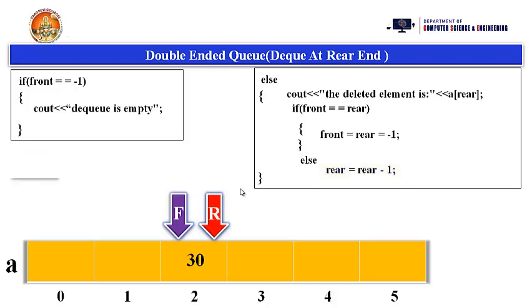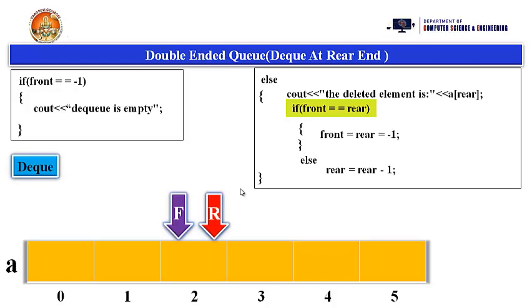Now I want to dequeue the element again. Check the condition if front equal -1. Front is pointing to the second index position. It is not equal -1, condition false. Then go to the else part. The deleted element is A of rear. So what is the A of rear value here? It is the 30 value, that is second index position, and the value in that is 30. So delete that element. Then after deleting the element, we need to check the condition whether front and rear values are equal. Yes, now front and rear values are pointing to the same index position.